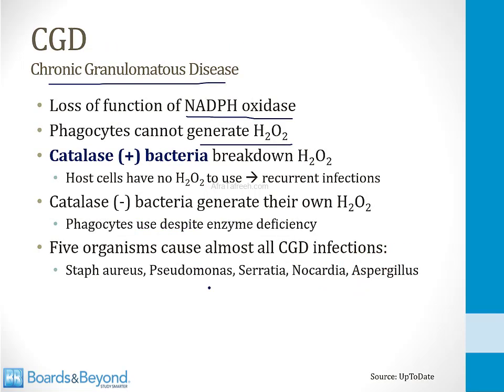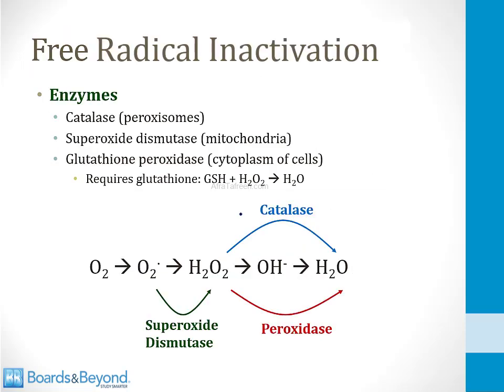It turns out, however, that they are not vulnerable to infections by every organism. Some organisms they can fight off. Bacteria can be either catalase positive or catalase negative. The catalase enzyme, if bacteria have it, in other words, if they're catalase positive, allows the bacteria to break down hydrogen peroxide. If we go back to this slide, this is what catalase does in our own body. It converts hydrogen peroxide into water.